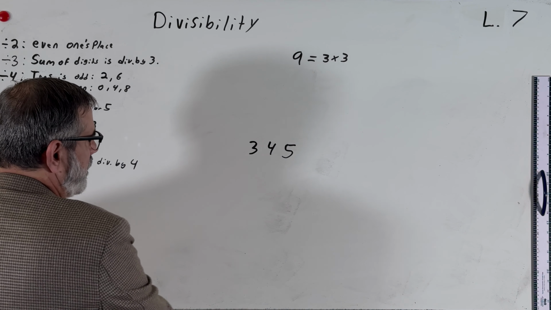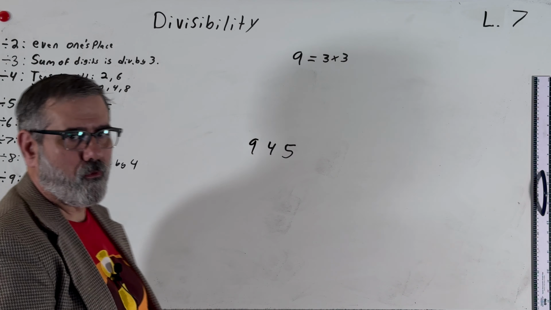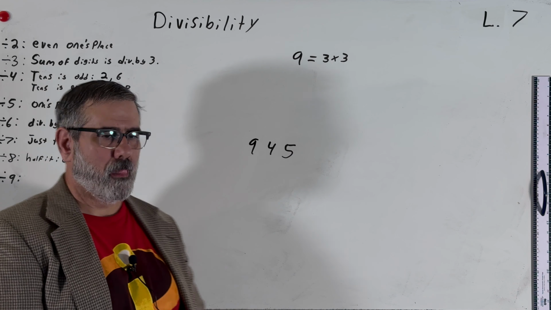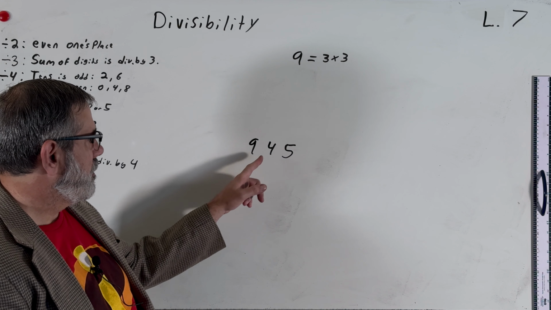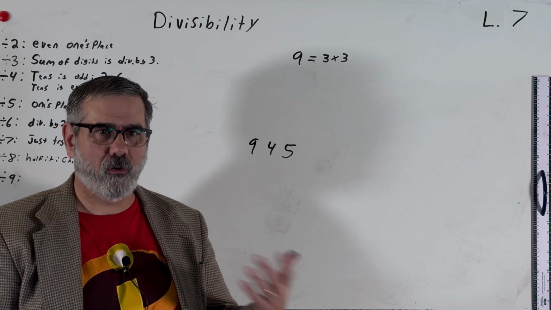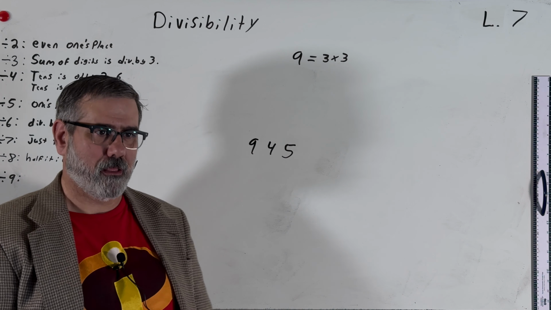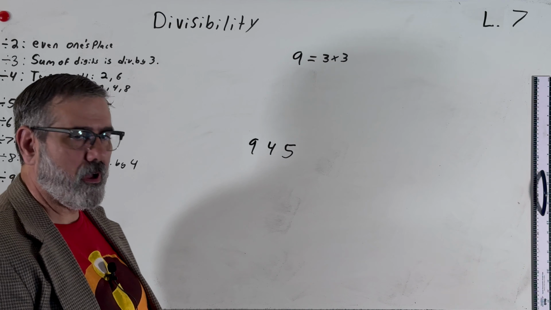But what if, instead of being a 3, this was, say, a 9? Is 945 divisible by 9? Well, yes, because 4 plus 5 is 9, and 9 plus 9 is 18. And I can repeat the process again. If I don't know that 18 is divisible by 9, I can add 1 plus 8 to get 9. That is divisible by 9, yes? So 945 is divisible by 9.